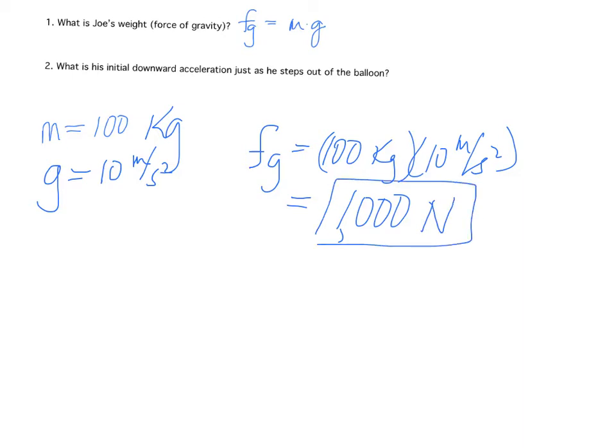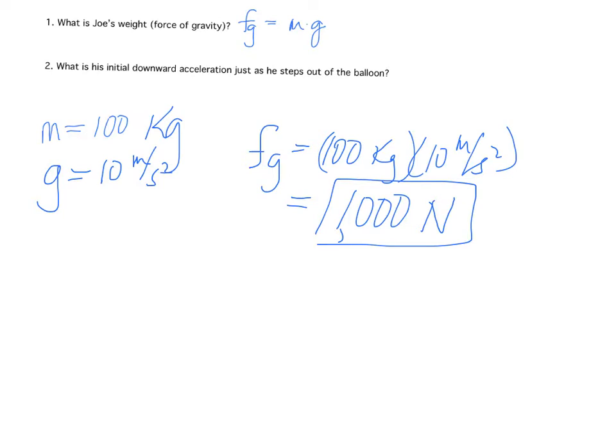Number two asks to find the downward acceleration just as he steps out to go skydiving. So the parachute is closed, and we already know that there's no air resistance on him yet. He's just stepping out. He hasn't started to fall yet. It's like just at that very first instant that he leaves.